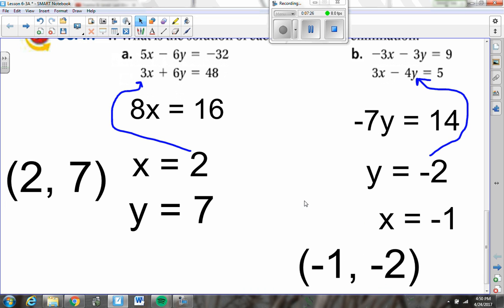If you have questions about solving systems of equations using elimination, adding the two equations together to make one variable disappear, please make a note to ask me in class tomorrow.